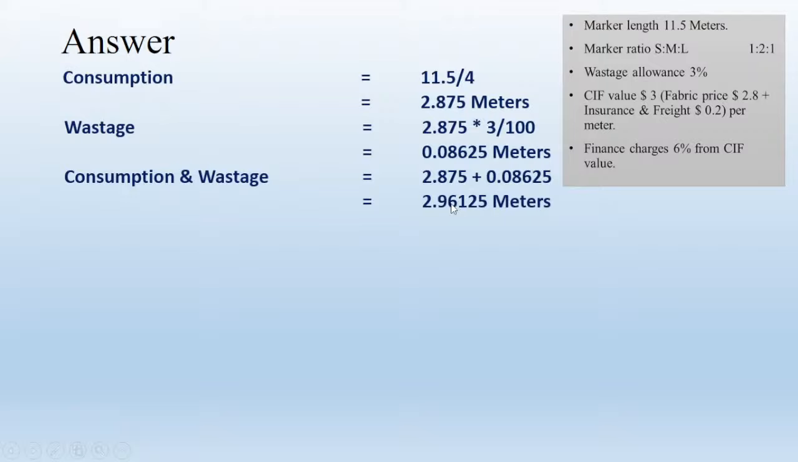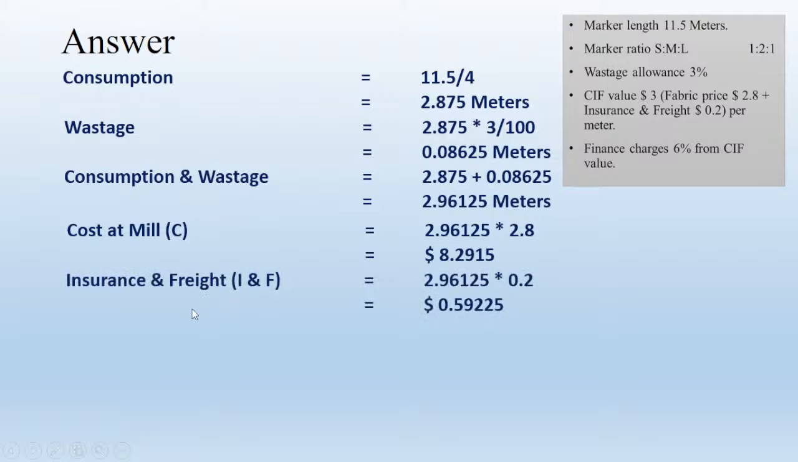Now based on this, we can calculate all these costs: the fabric mill cost, and the insurance and freight cost. Now the fabric mill we have to pay, we can say it's C. It's also a cost. Now 2.96125 into 2.8, where 2.8 is the price for 1 meter from the mill. So it is 8.2915 for the fabric mill. That is C.